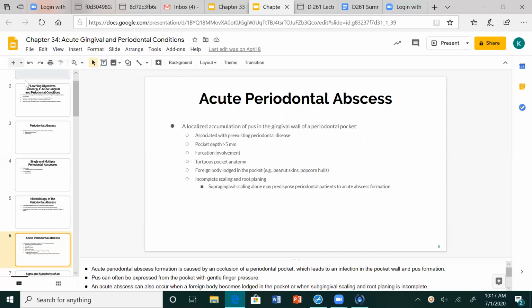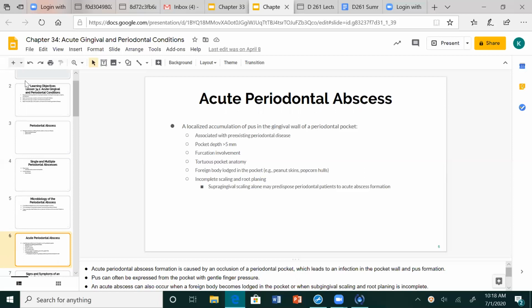Also, incomplete scaling and root planing. If you scale and root plane and the tissue tries to heal over a piece of calculus, you'll get a periodontal abscess. So if your patient calls a couple weeks after you did SRP and says, I have a bump on my gums, you made a periodontal abscess. And it's going to happen to everyone. I just had a patient that called a couple weeks ago that had this happen.